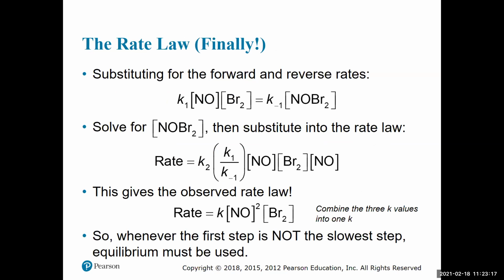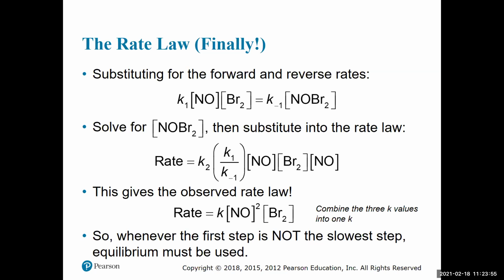So here we can do some substituting. We have the forward rate and the reverse rate. That's why there's the -1 on the K, that's the reverse. If we solve for NOBr2, in other words, we just rearrange this by taking this K-1 and bringing it over here, then we can substitute that into the formula, and we get these three rate constants, the concentration of NO times the concentration of Br2, times the concentration of NO.